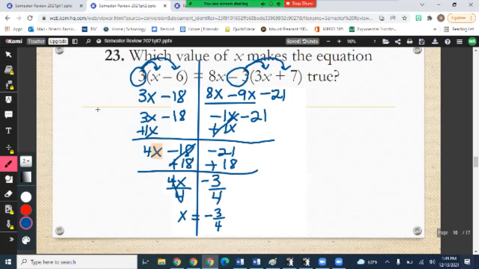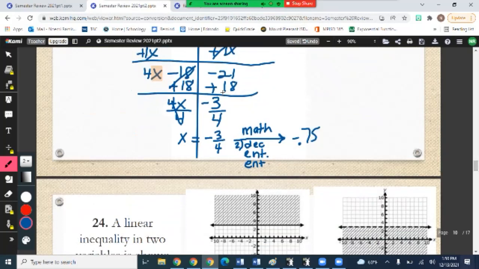-3 over 4. But what if this was a griddable? And that is possible. You cannot bubble in a -3/4. So how do you switch it to a decimal so you can bubble it in? Math what? Math, you have to change it to decimal, the second option, then press enter, enter. It's math, decimal, enter, enter. And it gives you what? -0.75. Now, some of you know that 3/4 is already 0.75, so good for you.